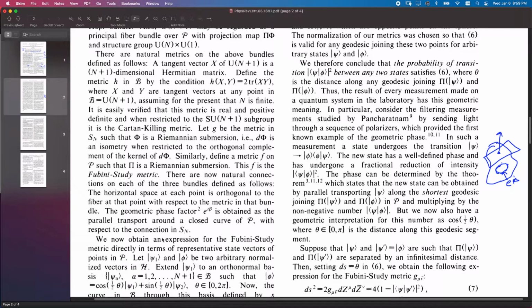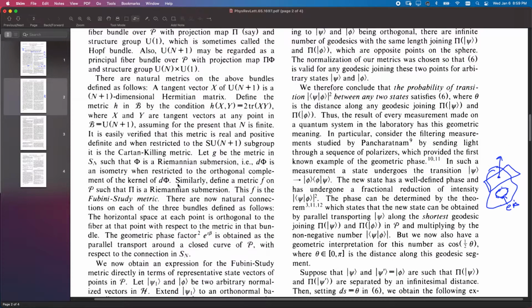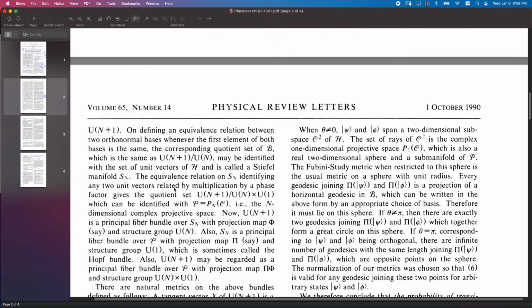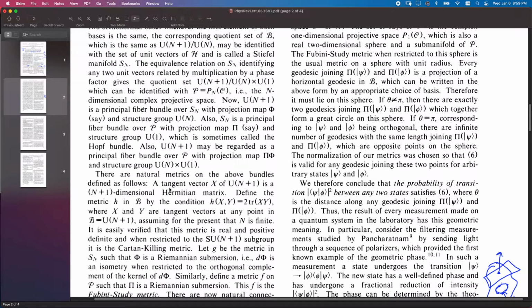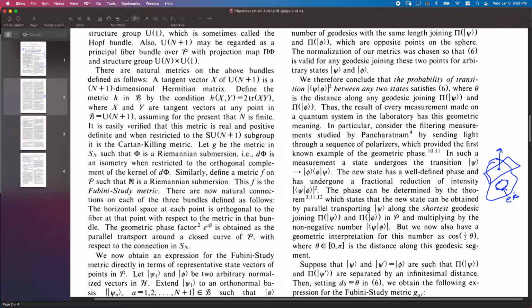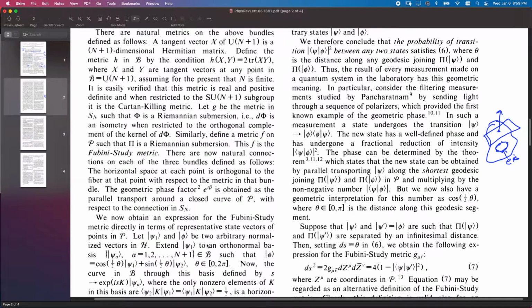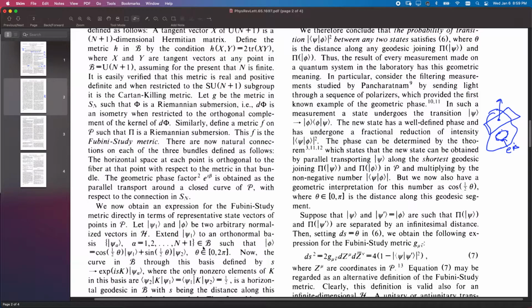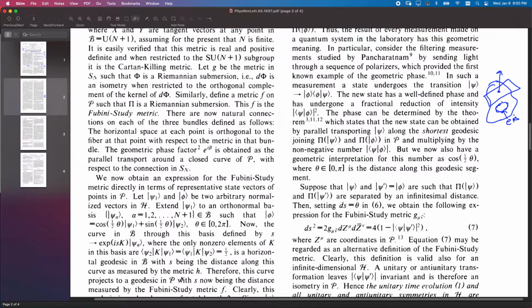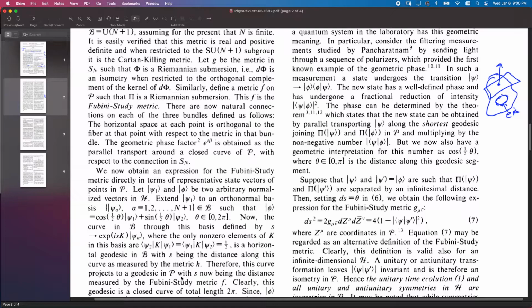I think we're getting it. Respect the connection. What's my phi? Okay. All right. We now obtain an expression for the Fubini-Study metric directly in terms of representative state vectors of points in B. Interesting.